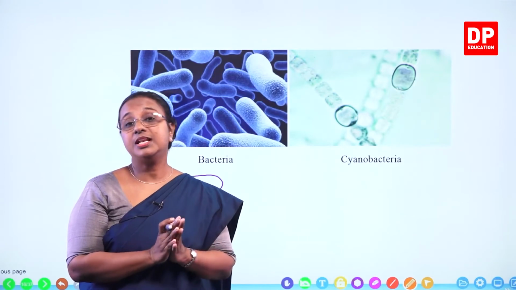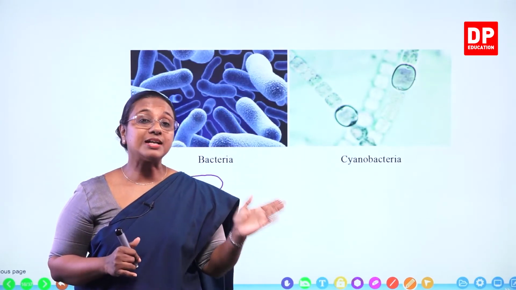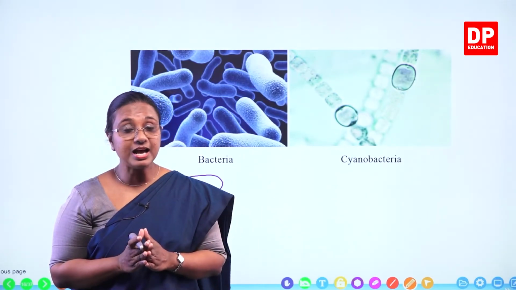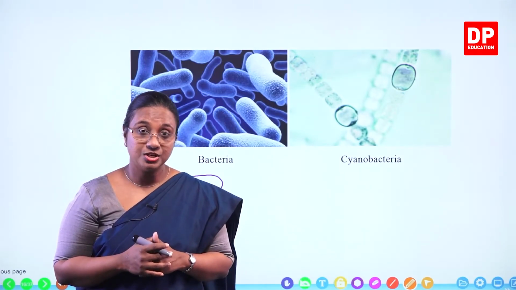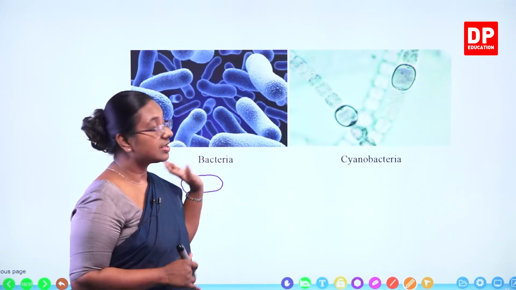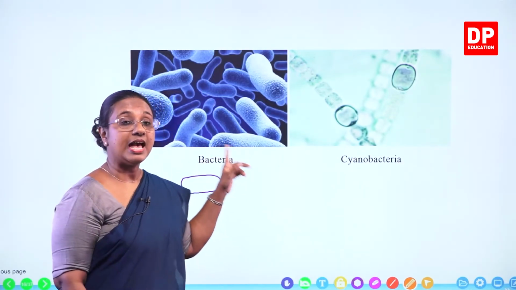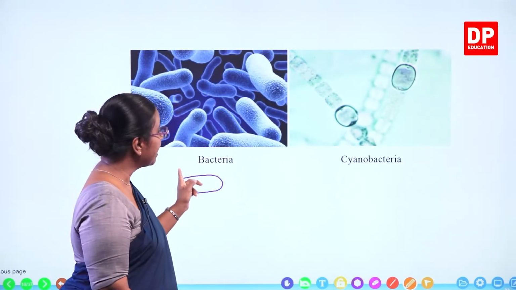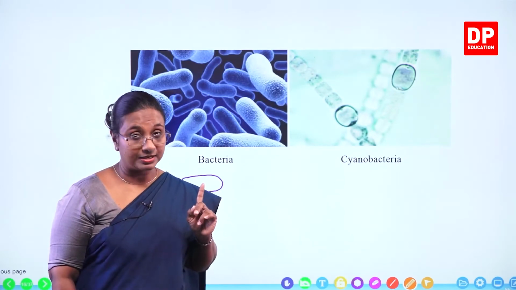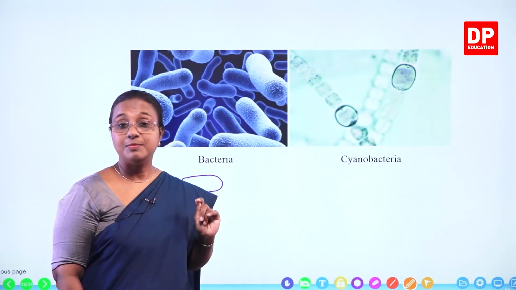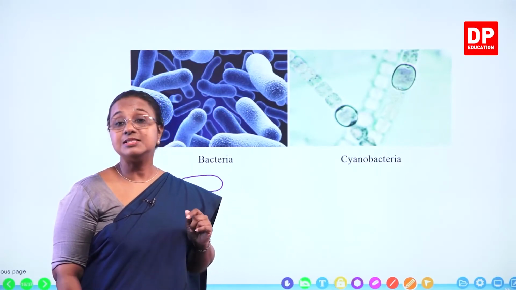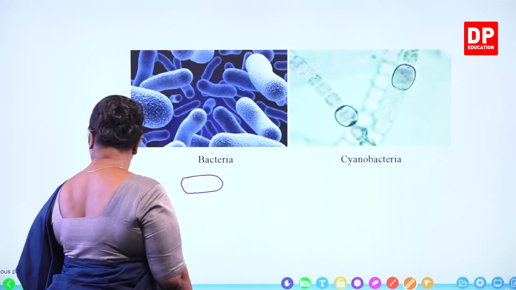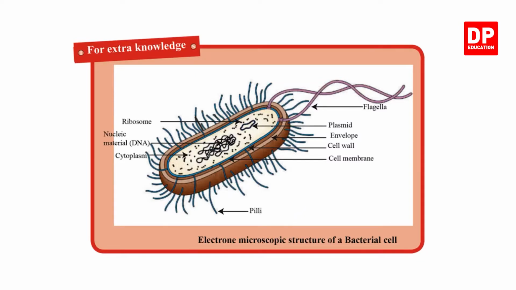But out of the three domains, both Domain Bacteria and Domain Archaea, they have prokaryotic cellular organization. So under that, we have discussed the two types of domains, and you all are familiar with the bacteria and cyanobacteria. So with that, I will move on to the next slide where I discuss a typical cell of bacteria. So this is again given to you all for extra knowledge.